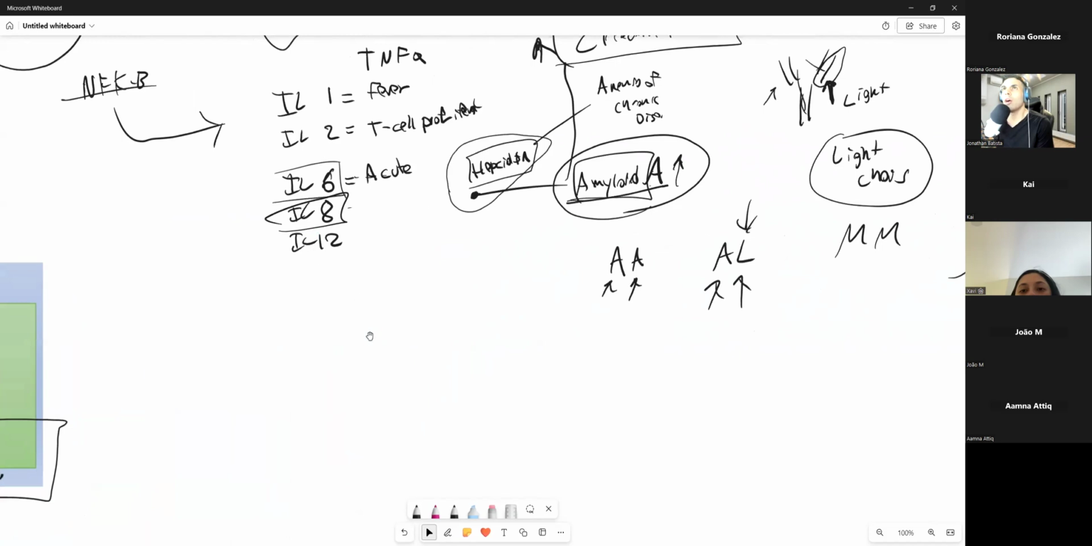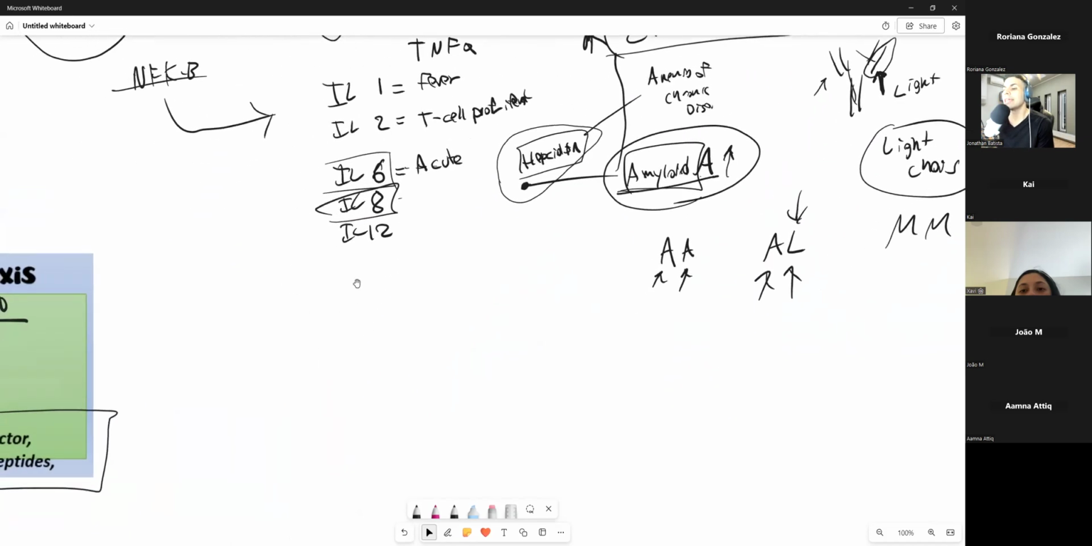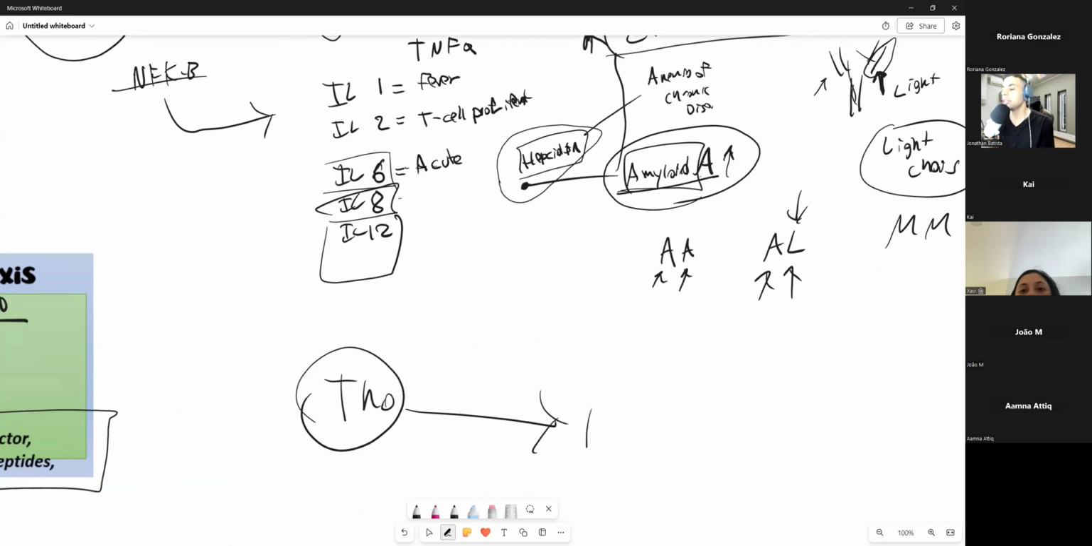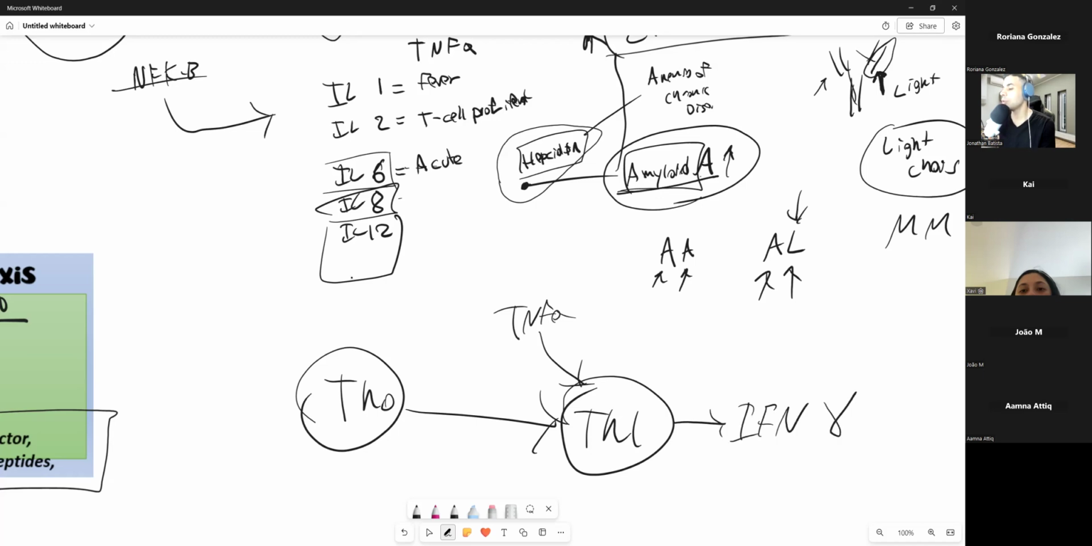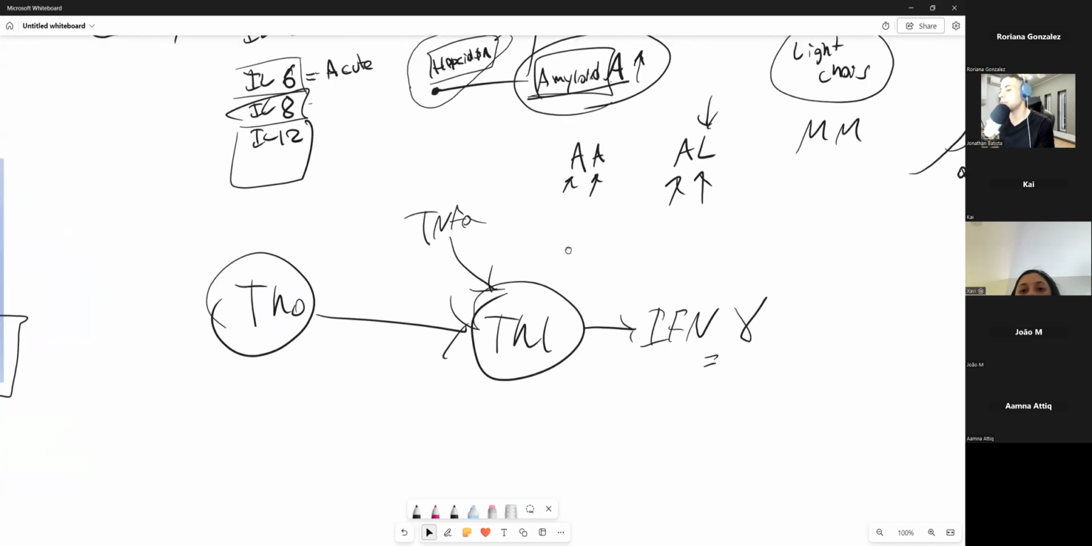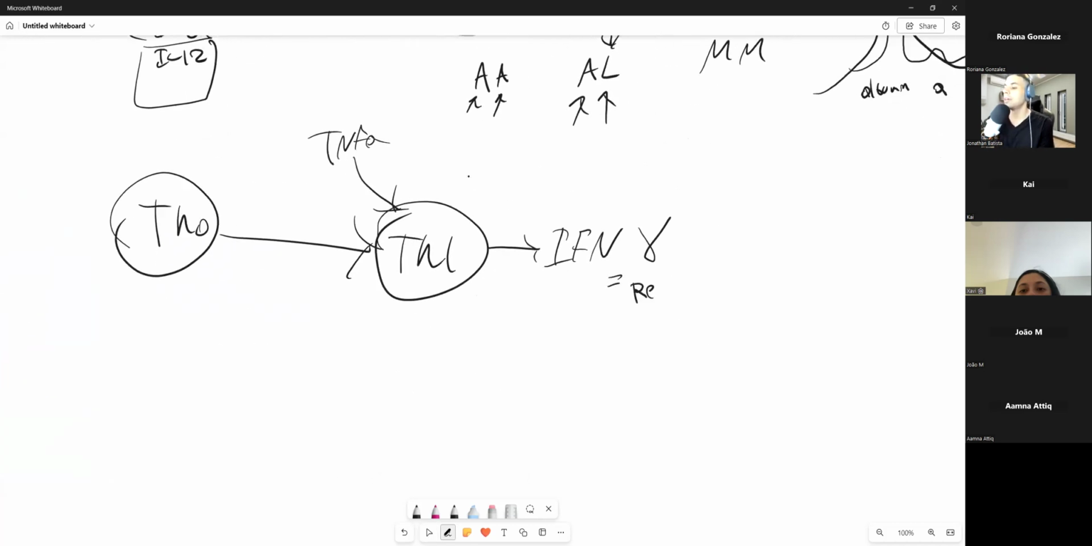Then you have IL-12. Remember that IL-12 is able to turn your T helpers into Th1. Th1 reacts with tumor necrosis factor alpha, can release interferon gamma. Interferon gamma will recruit more macrophages. So far, we're understanding everything is making sense.